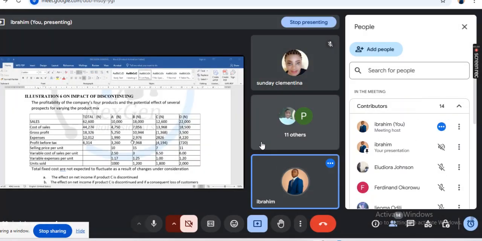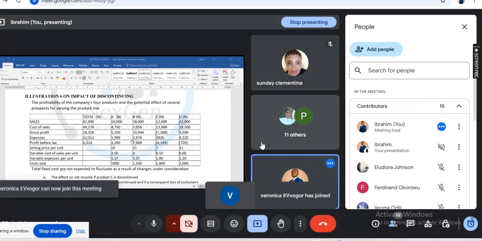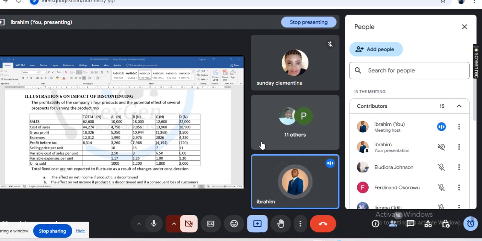Good day, everyone. In today's class, we'll be looking at the impact of discontinuing operation. I've explained this before, but I have to do that today.